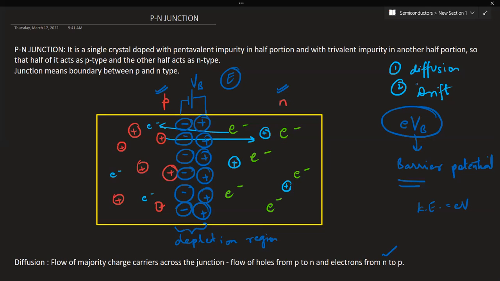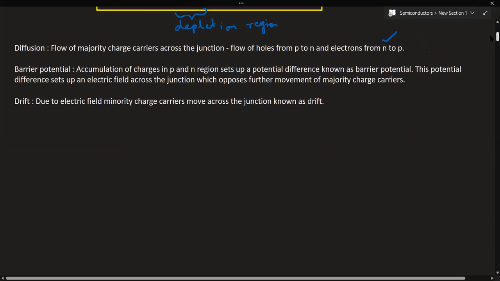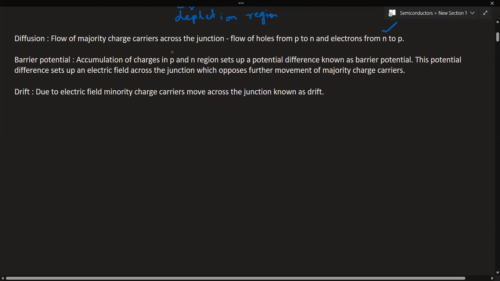Why? Because of this phenomenon of drift, the electric field that has been set up helps to regain these positive charges back to the P side, and the negative charges back to the N side. So diffusion helps in movement of majority charge carriers, while drift helps in movement of minority charge carriers. Are these concepts clear? See these definitions. Diffusion is the flow of majority charge carriers across the junction, the flow of holes from P to N and electrons from N to P. Then barrier potential, then drift.